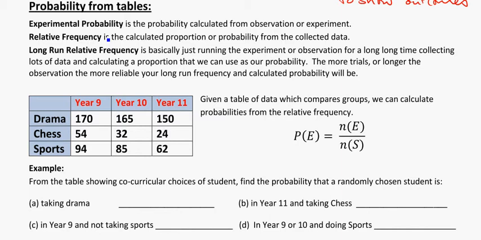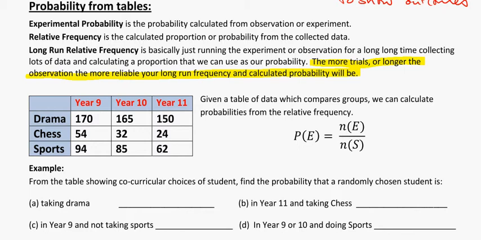So if we have a relative frequency, that means if I collected a whole bunch of marbles, I could give you a relative frequency, which is kind of like a probability based on what's in my collection. In the long run, relative frequency is basically just doing it for a really long time or collecting a lot of data and then calculating your proportion, which gives us an equivalent probability. And one thing to keep in mind is that the more trials, or the longer the observation, the more reliable the long-run frequency will be when you're calculating your probability. So more is better in this case.